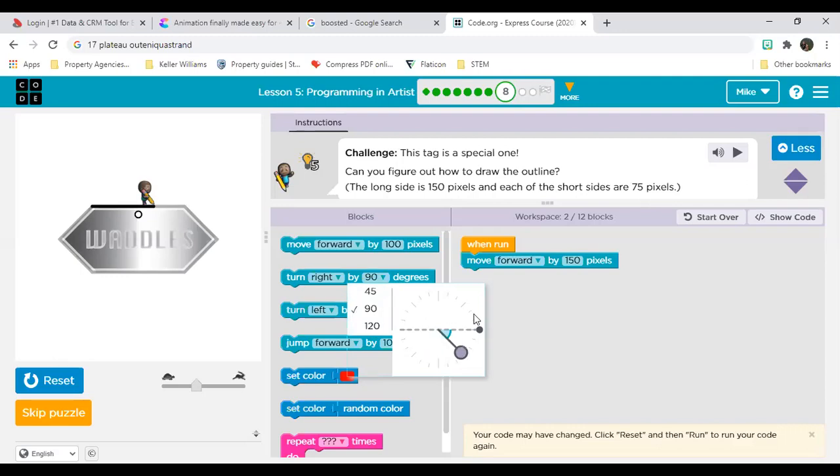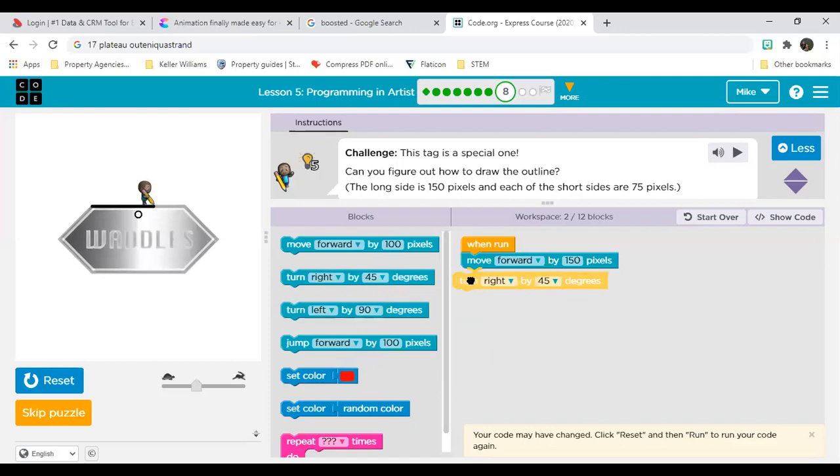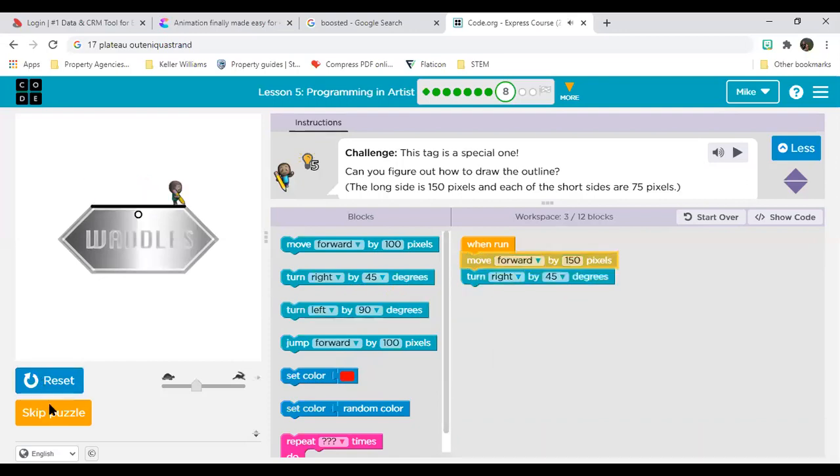So I have one answer from Bless. Bless said we are turning left. But Bless, remember, which way are we walking? We are walking towards the right. So which way are we going to turn? I actually think we are going to turn right by 45 degrees and not left. So let's reset and try that.